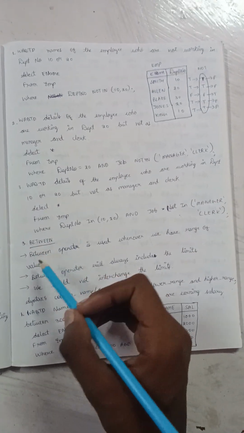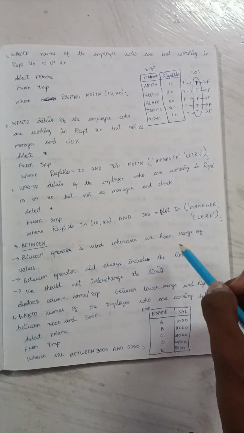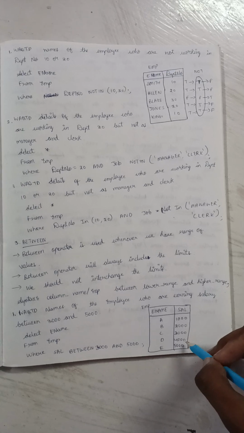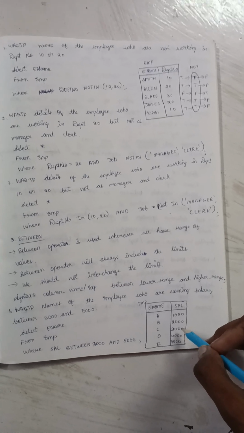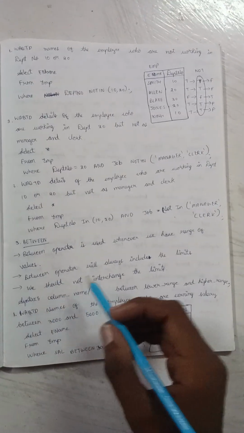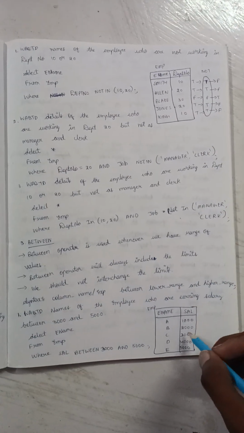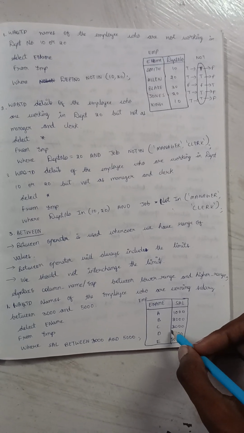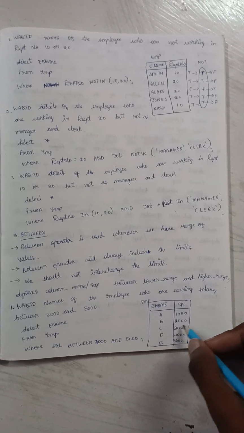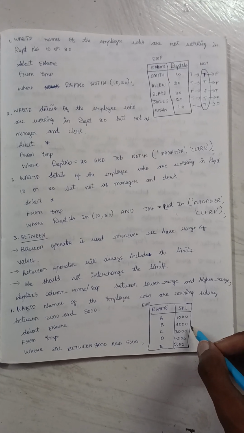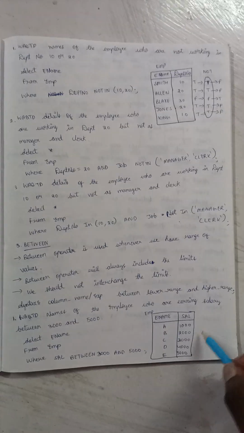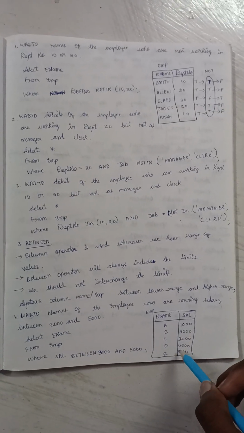And the next one is the BETWEEN operator, which is used whenever we have a range of values. For example, if we want to know how many employees have a salary between 2000 and 4000, it will be used. The BETWEEN operator always includes the limits, so for 2000 to 4000 we also include the starting limit and the ending limit. So here 2000 is included, 3000 is included, and 4000 is included.